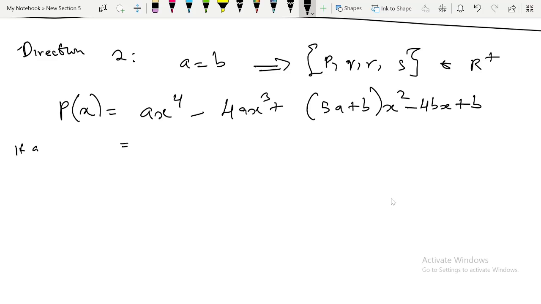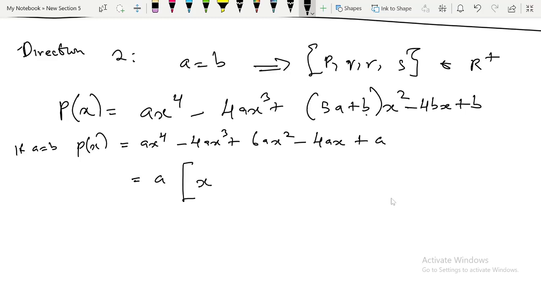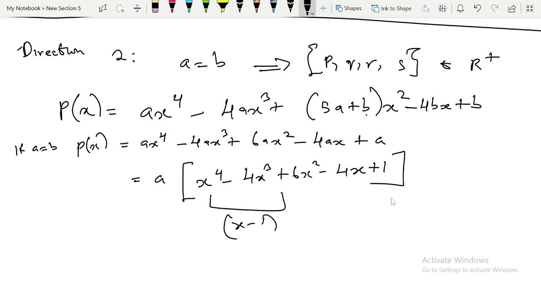If A equals B, then P of X is AX to the power 4 minus 4AX cubed plus 6AX squared minus 4AX plus A, right? And I can bring A out. I'll have something like x to the power 4 minus 4x cubed plus 6x squared minus 4x plus 1. If you're very observant, this is basically just equal to (x minus 1) to the power 4. So we have that P of x is A into (x minus 1) to the power 4.